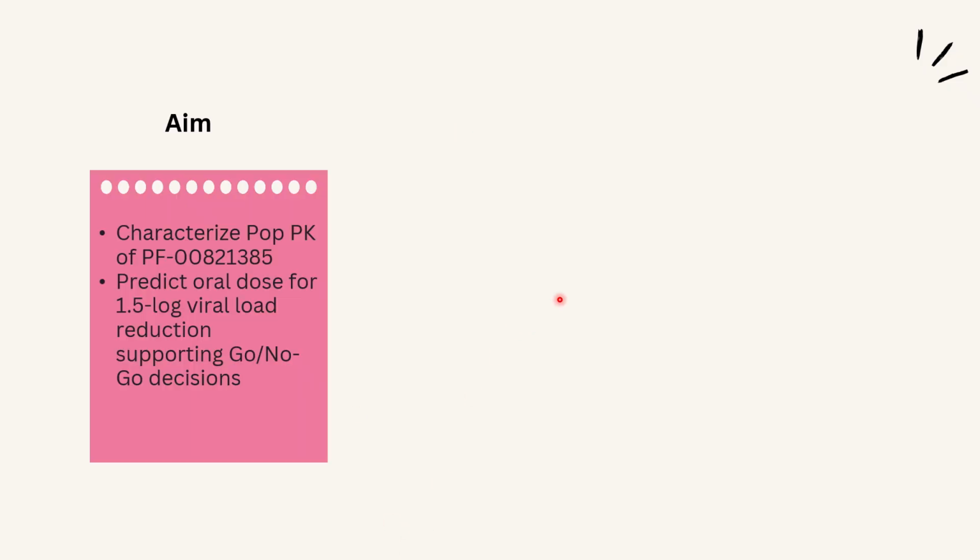So the goal of this third study was to characterize population pharmacokinetics, or POP-PK, of compound PF 00821-385 in 24 healthy subjects, and then to predict the oral dose required to achieve a 1.5 log viral load reduction over 10 days, supporting a critical go/no-go decision.